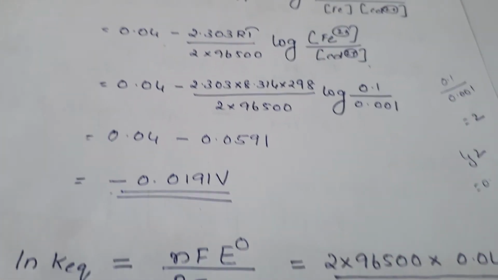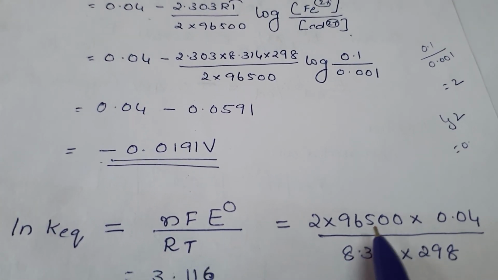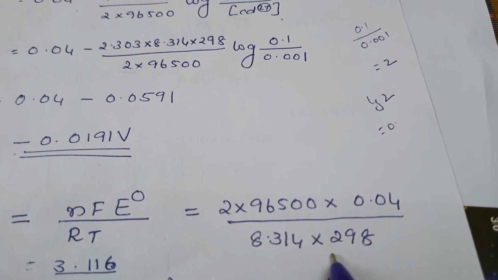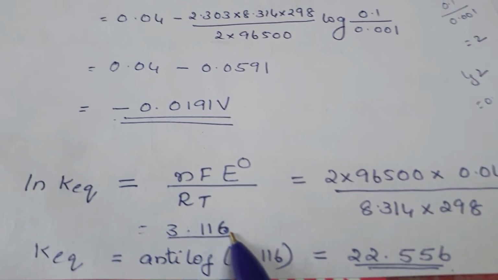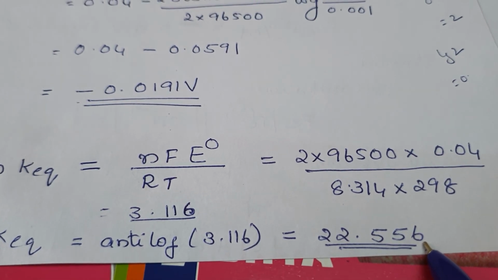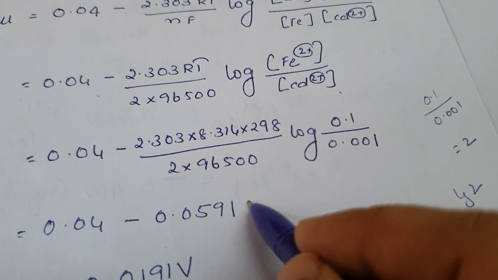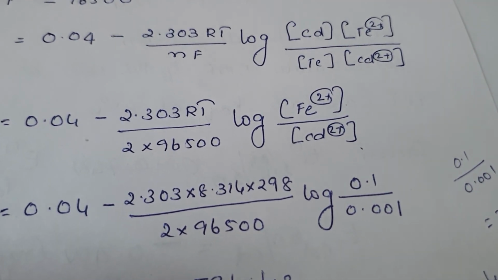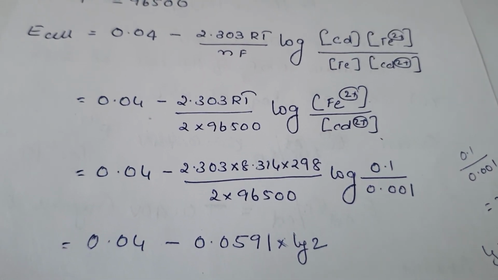In equilibrium constant, log K is NF E naught divided by 2.303 RT. So 2 into 96500 into 0.04 divided by 8.314 into 298. So this value is 3.116. K is the anti-log of this, 22.556. You just see that I think this much will give you this, and it will be into log 2, I think. Okay, so you just check it once more. So that is how it is coming.